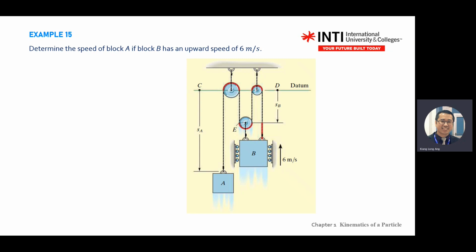What happened to A? Will A move up or move down? Move down. You push B, this rope will go down, so A will go down. Okay, so at least you identify the early behavior first.